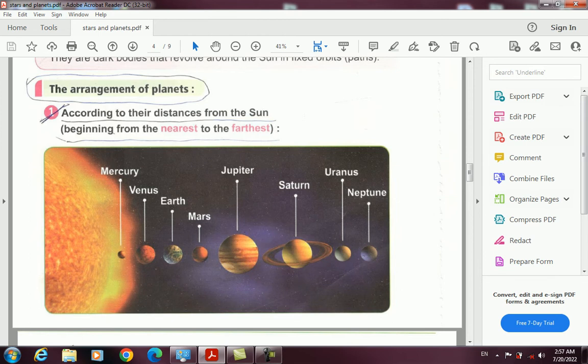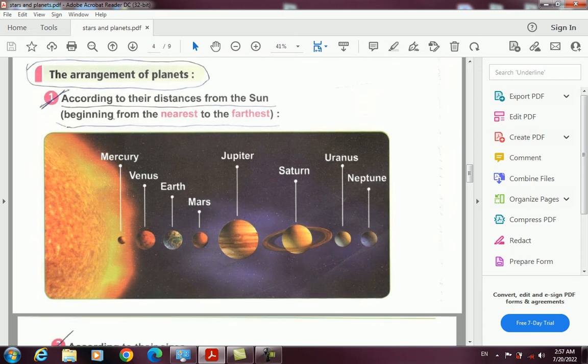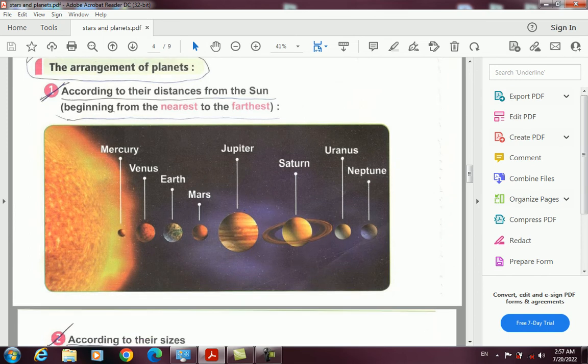Okay, for our planets in our solar system, how are our planets arranged? The arrangement of planets, according to the figure that you'll see now, is by their distance from the sun. We are beginning from the nearest to the furthest. This means from left to right. The first one we'll encounter near the sun is Mercury, after that Venus, then Earth, then Mars, after that Jupiter, Saturn, then Uranus and Neptune. So this is their arrangement from the sun.